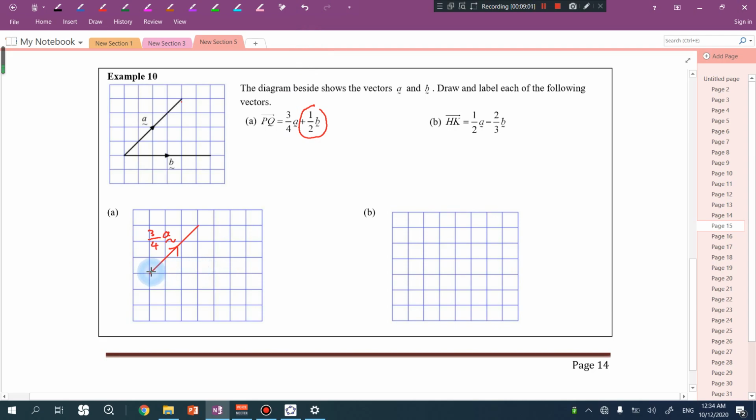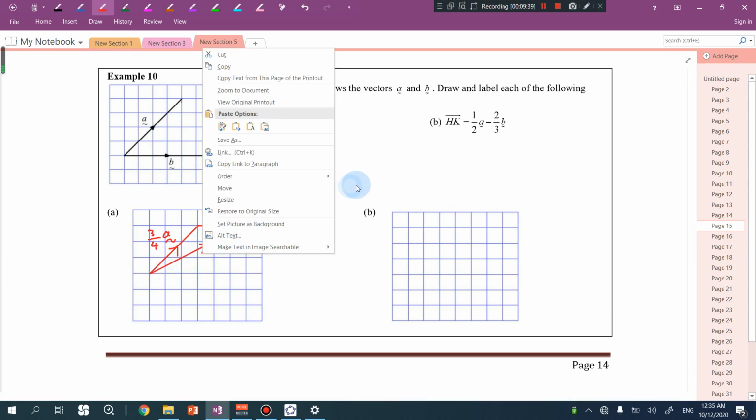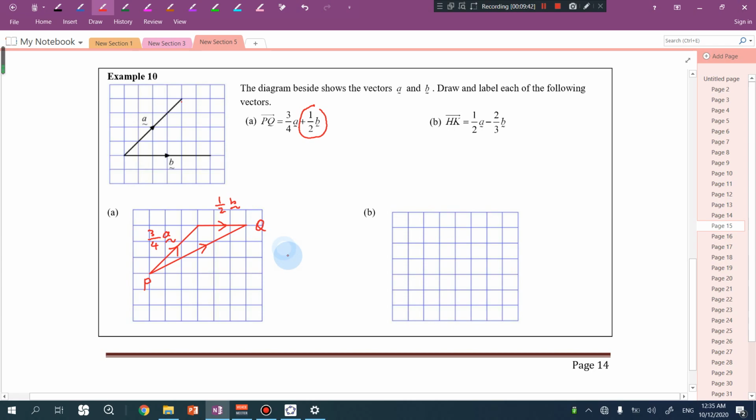Oh, let me check or not. So can I draw it here? Yes, you can, but for this, I would prefer to draw it here. 1, 2, 3, okay? So this is 1 over 2b. So this is 3 over 4a plus 1 over 2b. Then the resultant vector, which is PQ, will be over here. From here, go to here. Okay, so this is the resultant vector. Oh, this is P and this is Q.